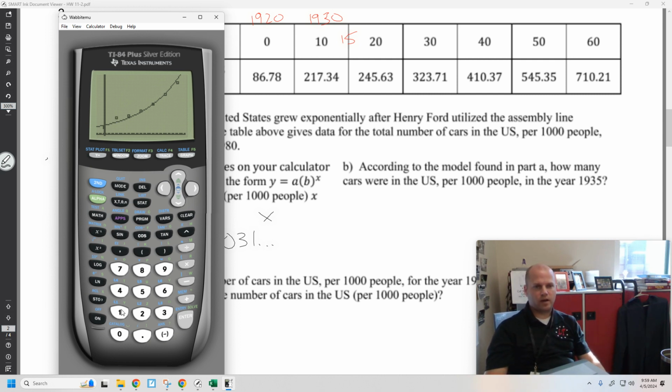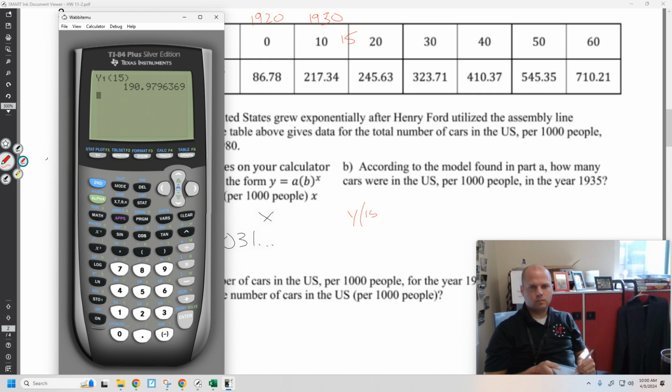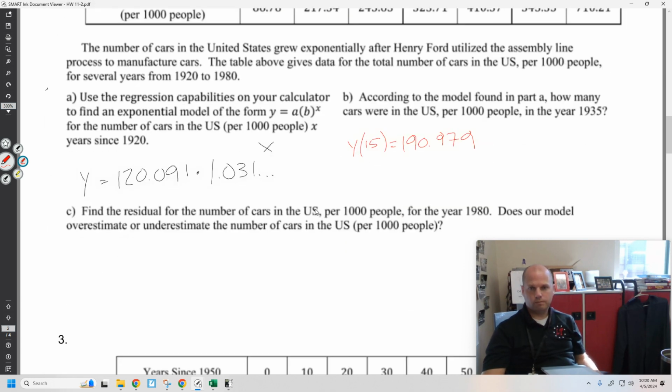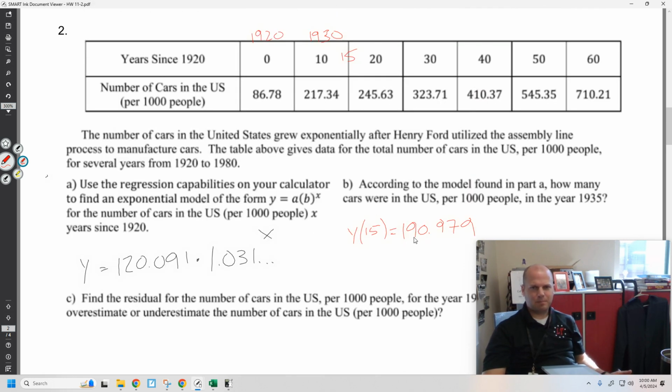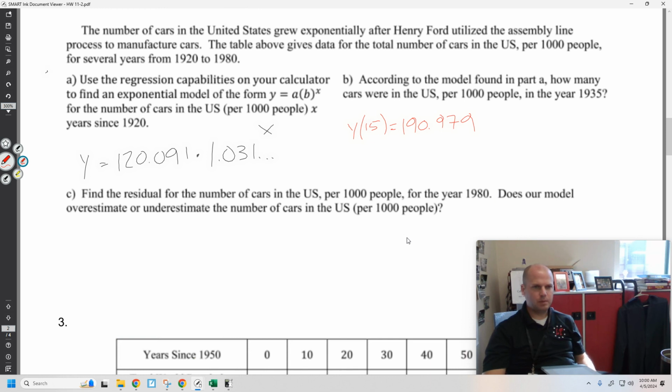But we want to figure out what my model says at 15. I'm just going to go into the home screen and do Y1 at 15. This will be a little bit quicker to calculate all the stuff. So Y1 at 15 is 190.979. Okay, cool. Not people, cars per 1,000 people.